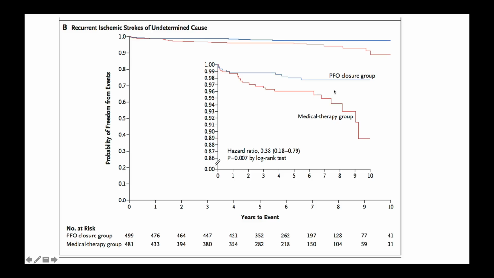And so we would have to accept the alternative hypothesis that there's something else aside from chance causing this difference. And in this case, since they did a study on PFO versus medical therapy, we'd have to concede and say that, okay, maybe it was the PFO that caused this decrease in recurrent stroke.